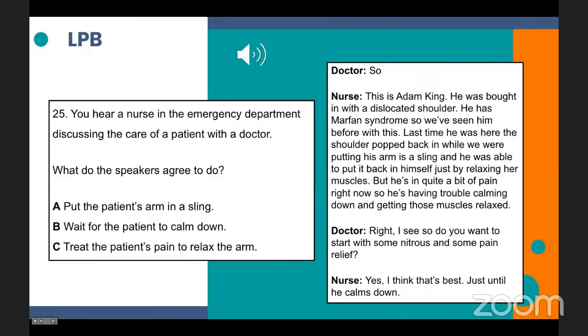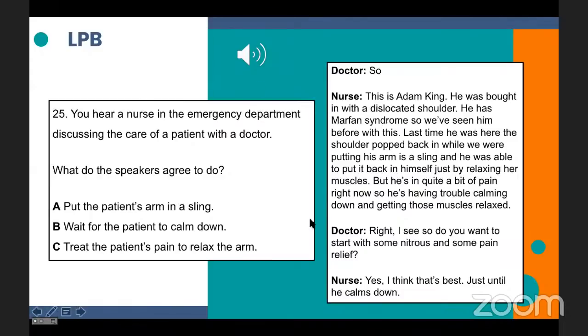So, who have we got here? This is Adam King. He was brought in with a dislocated shoulder. He has Marfan syndrome, so we've seen him before with this. Last time he was here, the shoulder popped back in while we were putting his arm in a sling, and he was able to put it back in himself just by relaxing his muscles, but he's in quite a bit of pain right now, so he's having trouble calming down and getting those muscles relaxed. Right, I see. So, do you want to start with some nitrous and some pain relief? Yes, I think that's best, just until he calms down.